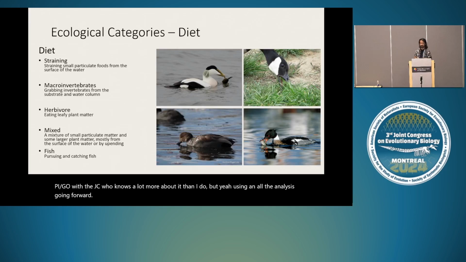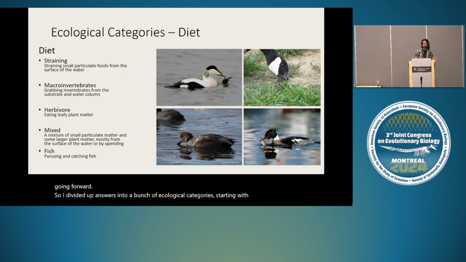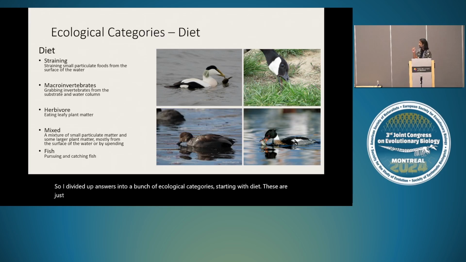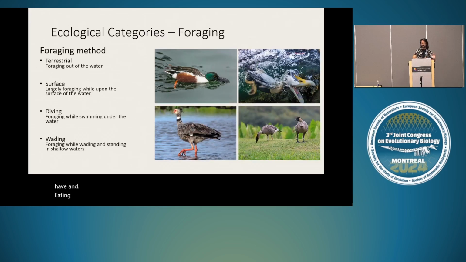So I divided up Anseriformes into a bunch of ecological categories, starting with diet. These are just five different ecological dietary categories: straining on the surface, eating large invertebrates, herbivorous, mix, which is a bit of a generalist thing that most ecological groups have, and eating fish. And then I also want to look at different foraging methods in particular: terrestrial, surface, diving, or wading.